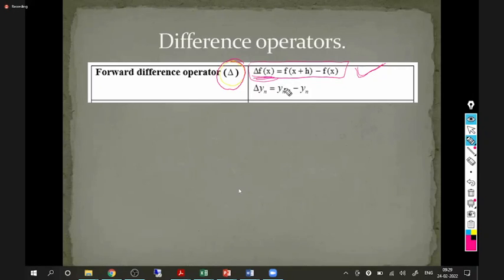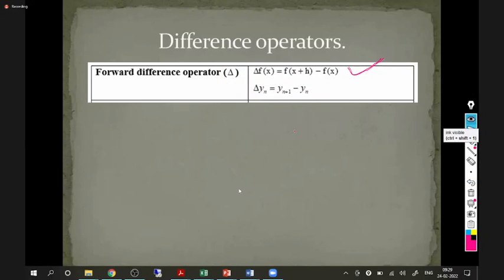If we write the values of y as y0, y1, y2, y3, and yn, delta yn is yn plus 1 minus yn. So that is the definition for forward difference. Okay. So delta is a forward operator, and it is defined like that, you should remember. We come to this part.